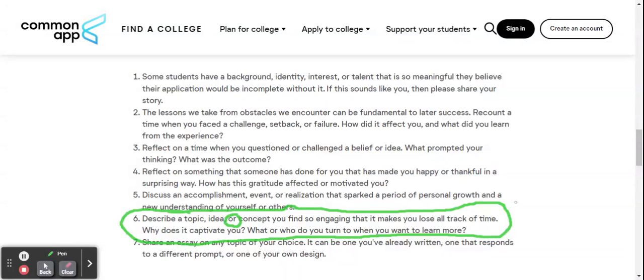Notice how the focus is on you, and these are important questions. Why does it captivate you? What or who do you turn to? And really, it should be what or whom do you turn to when you want to learn more? So yes, mention the what or who that you turn to, but when you want to learn more and focusing on you, again, please keep the focus on yourself.